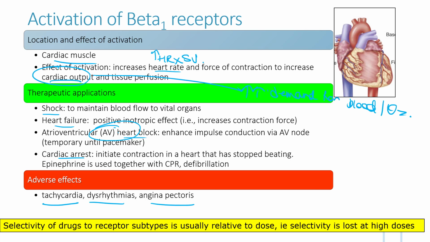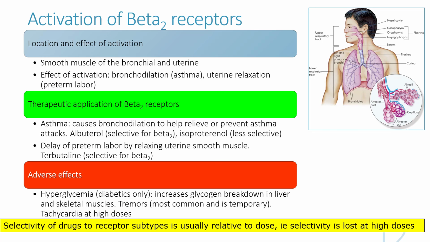And again, just a note, selectivity of drugs to receptor subtypes is usually relative to dose, and at high doses the selectivity can be lost. The third type of adrenergic receptor subtypes are beta 2 receptors. Beta 2 receptors are found in the smooth muscle of the bronchioles as well as in the uterus.